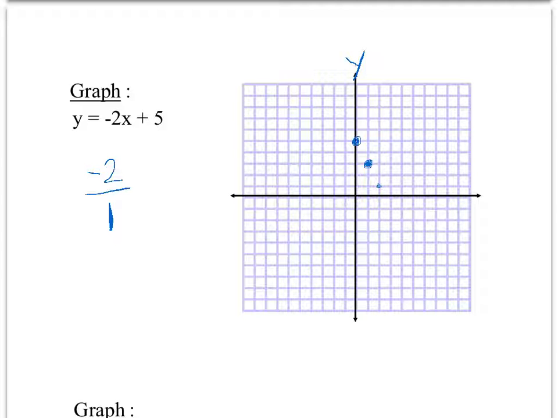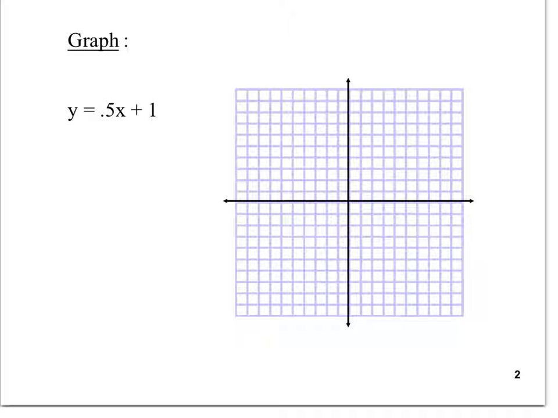Now you'll notice, as I keep on going down 2 over 1, or if I go back the other way up to the left 1, so that this pattern keeps on, you'll see that this line is going down. We want it to be going down because it's a negative slope. You should always double check your work and say, okay, according to my equation, I have a negative slope, so my line should be going down just like it is.